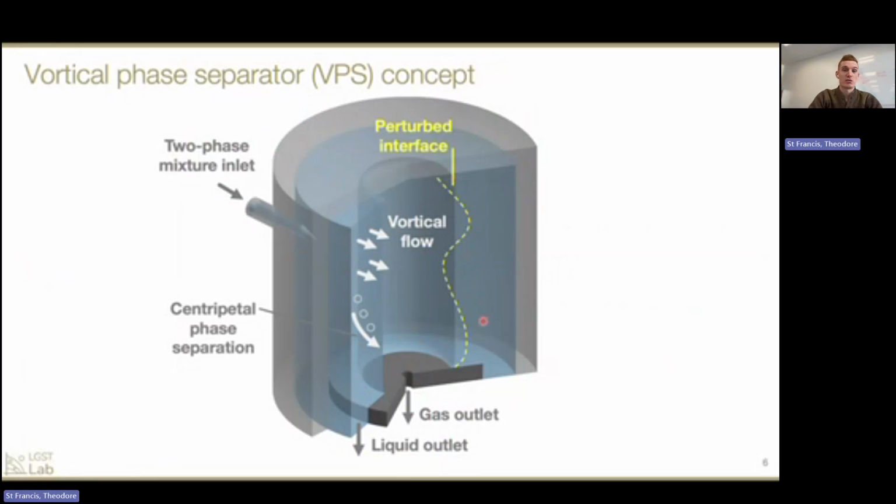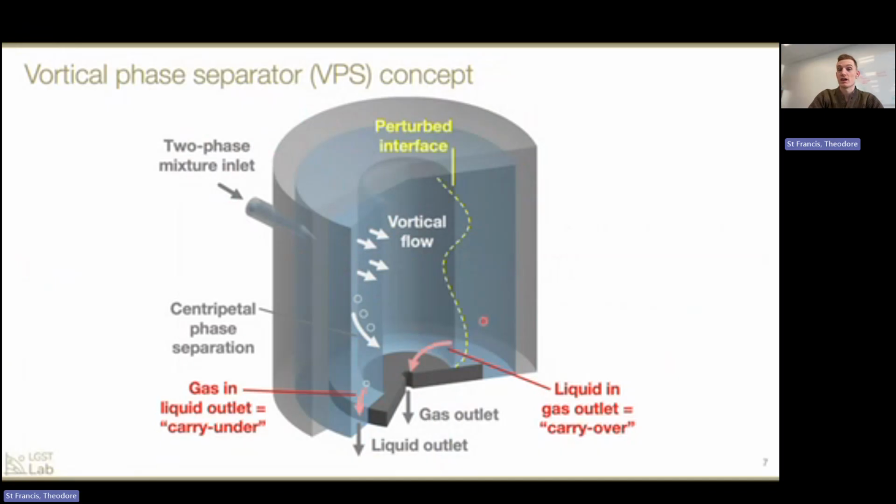When this device is disturbed in some way, we expect the interface to form some shape, which will be a superposition of vibration sinusoids. And this is fine unless this disturbance creates one of these failure modes, where either the liquid is going out the gas outlet or the gas out the liquid exit. And in particularly egregious cases, the liquid can even bridge the entire gas column, which would present another failure of the device, because we want to make sure that we're getting pure gas or pure liquid and not a mixture of the two.